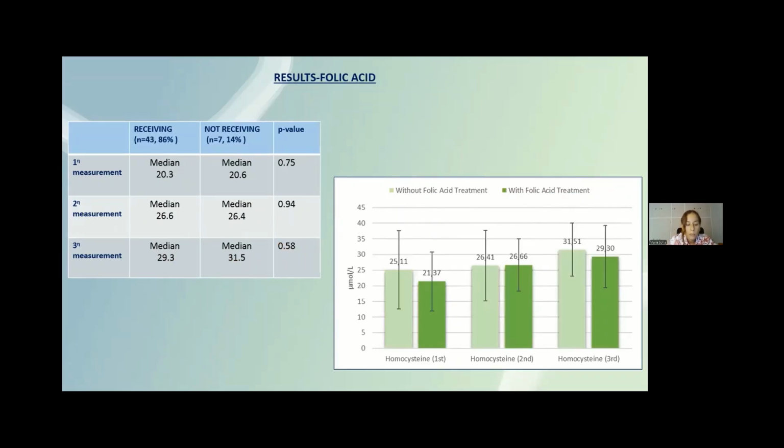From the division of patients into those who received or not folic acid per os, and the dosage was 5 milligrams per day, there was no statistically significant difference in homocysteine levels between the 2 groups. However, we should note that the number of patients was not sufficiently large to draw conclusions for these specific questions, as only 7 of our 50 patients did not receive folic acid treatment.